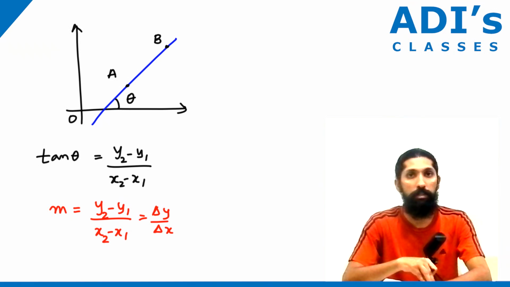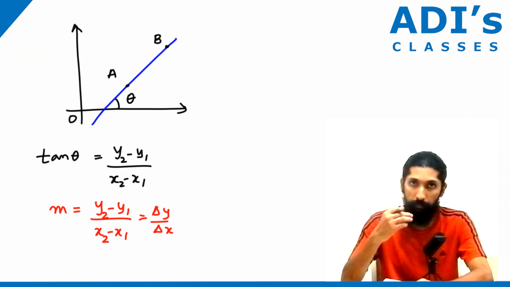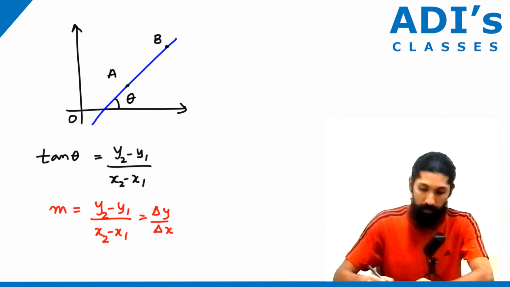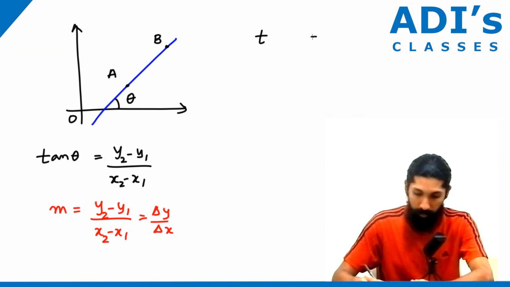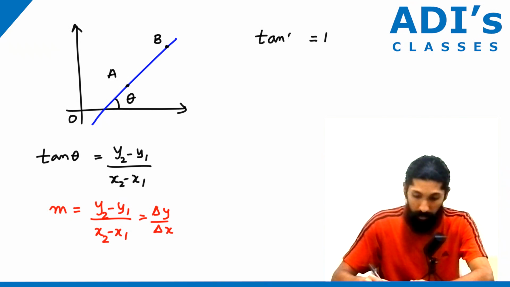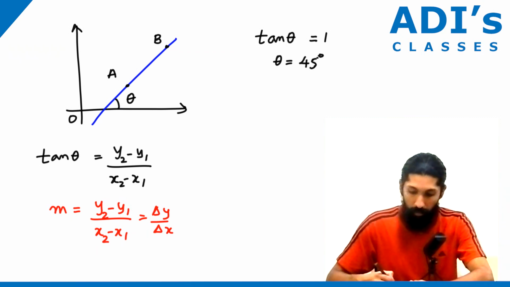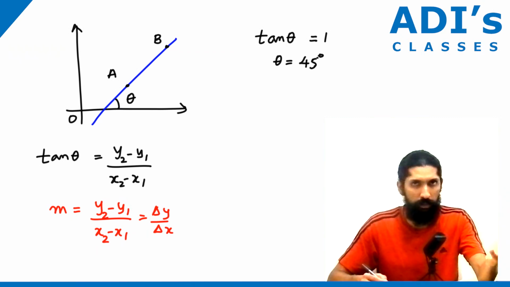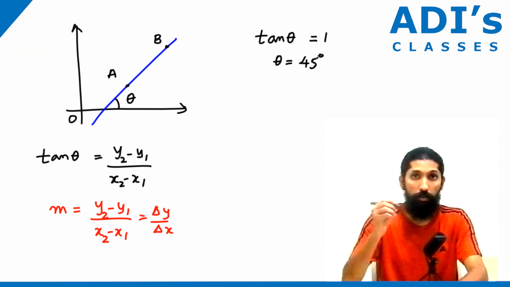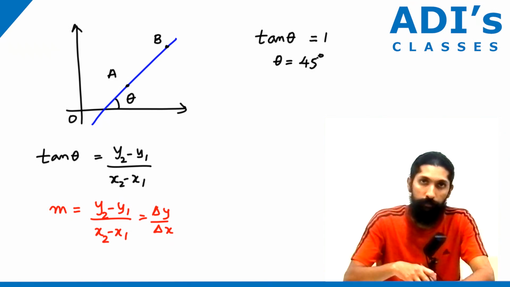See, 1 is with respect to the angle, which is quite obvious, mathematically speaking. In the sense, suppose I say that the slope of the line is equal to 1. Slope is given by what? Tan theta. So tan theta is 1. Theta is going to be 45 degree, or you can say pi by 4 radian. Anything is fine.